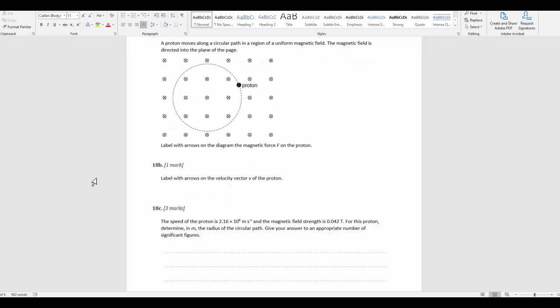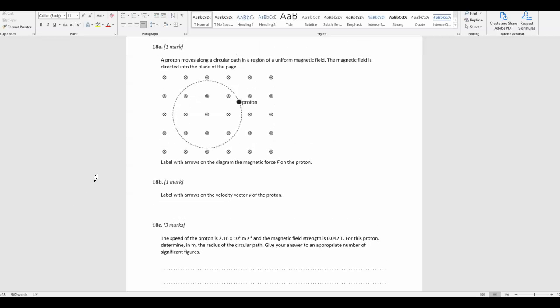Okay, and then the very last bit of the question: a proton moves along a circular path, blah, blah, blah, label with arrows on the diagram the magnetic force on the proton. I mean, an object in circular motion always has to have a force towards the center of the circle, providing the centripetal force, so, there you go. It's got to be towards the center, because it's circular motion. Label with arrows the velocity vector, v of the proton, that would be perpendicular to the force.